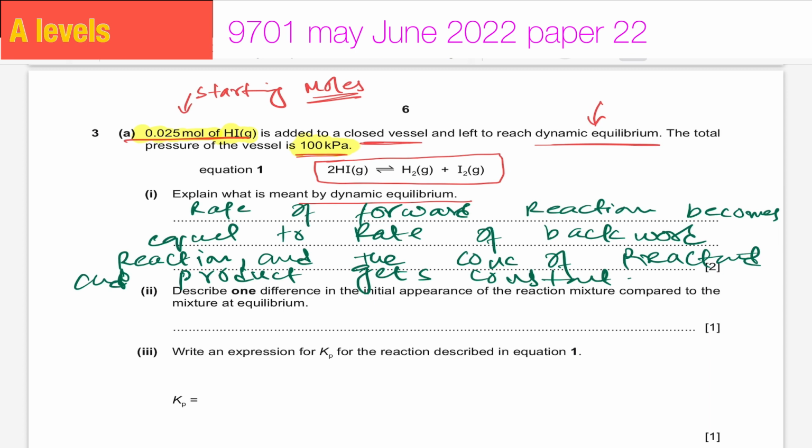Alright, so when both the reactions are happening at the same speed, the concentration of reactants and products will get constant, it will not change. So this is the 2-mark definition for dynamic equilibrium.